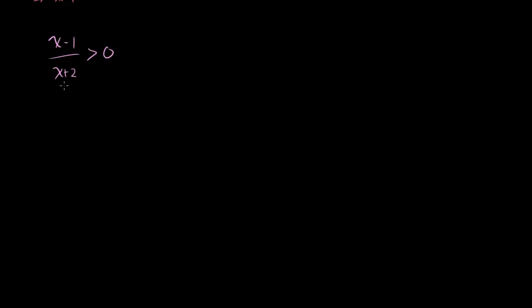Now, one thing you might say is, well, if I have a rational expression like this, maybe I multiply both sides of this equation by x plus 2. So I get rid of it in the denominator, and I can multiply it times 0 and get it out of the way. But the problem is, when you multiply both sides of an inequality by a number, if you're multiplying by a positive, you can keep the inequality the same. But if you're multiplying by a negative, you have to switch the inequality. And we don't know whether x plus 2 is positive or negative.